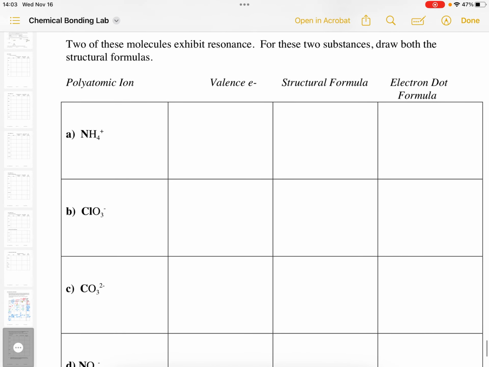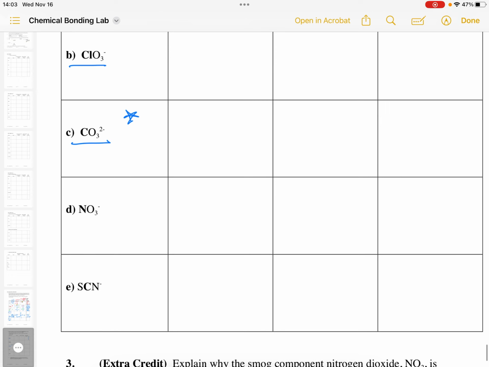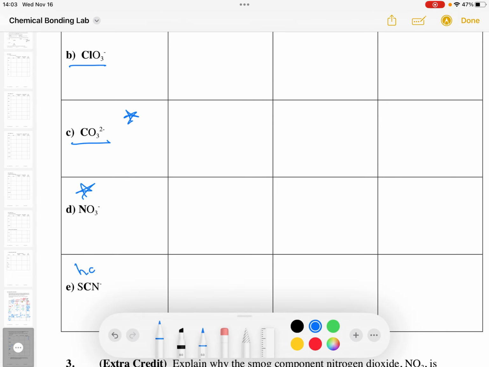These are all polyatomic ions. I'm going to tell you that this has resonance and this has resonance, and this one is hard. I would like you to do one with a triple bond. Well, I don't care what you do, I guess. There are 3 different ways to do this. So give it a shot and see if you can figure it out.